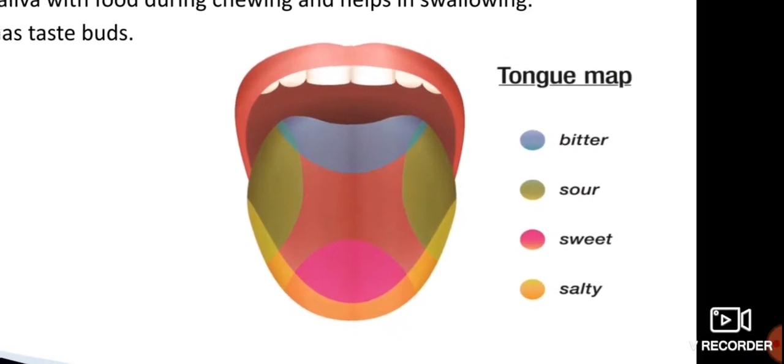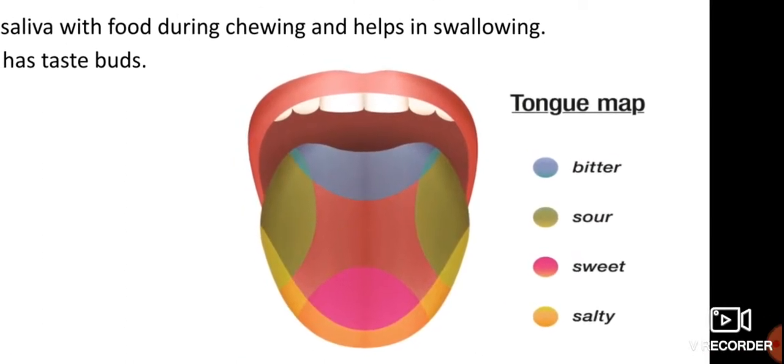You can see this diagram again. The last part of the tongue tells us bitter, side parts sourness, central part sweetness, and front part saltiness.